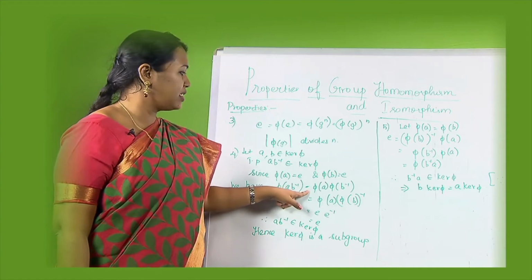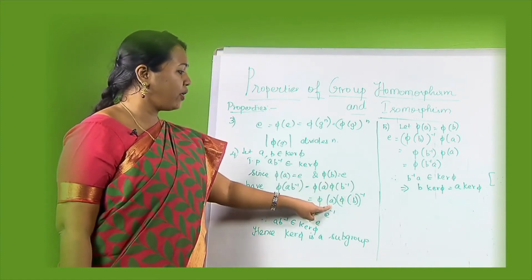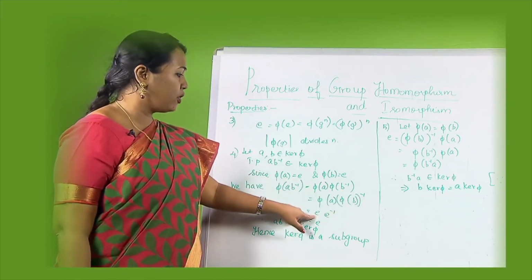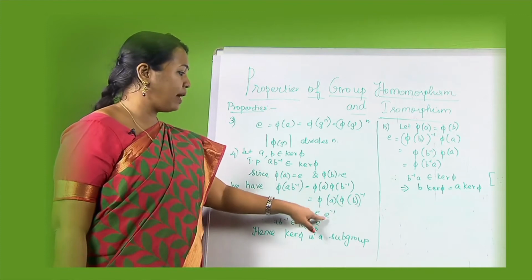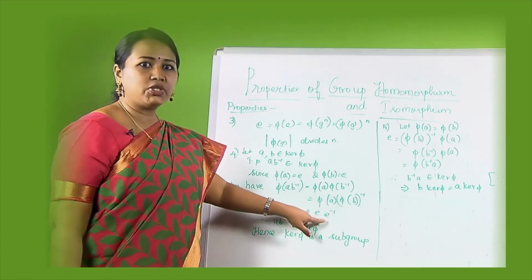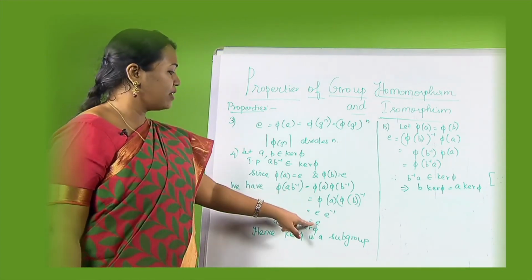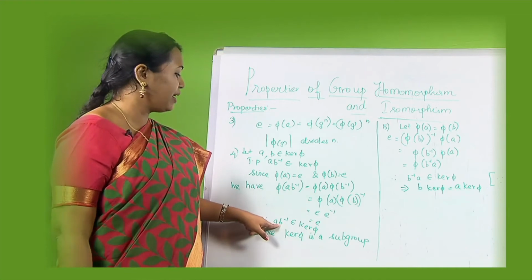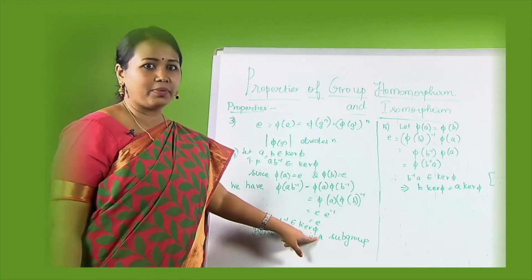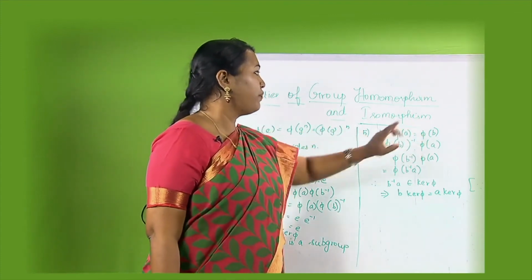Phi of ab inverse is equal to phi of a times phi of b inverse, that is equal to phi of a times phi of b the whole inverse. This is, phi of a is mapped onto e, and phi of b inverse is mapped onto e inverse, which is the same as e, and therefore the product of these two identities is equal to e. Now, phi of ab inverse is equal to e implies that ab inverse belongs to kernel phi. Hence, kernel phi is a subgroup. The fifth property, let phi of a be equal to phi of b.